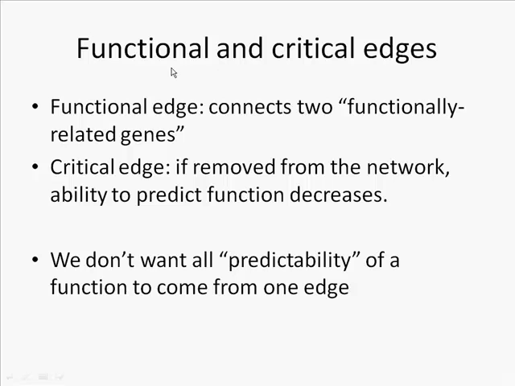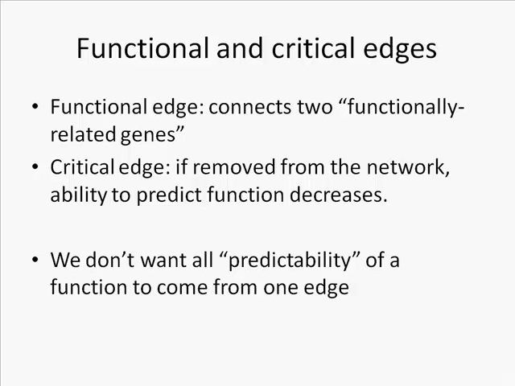A functional edge in a gene network is one that connects two functionally related genes that share a function. That's what we want to know. Ideally, our network would be made up entirely of those, but we don't necessarily have that information. A critical edge is one where, if we remove it from the network, our ability to predict function decreases. So that's a definition.